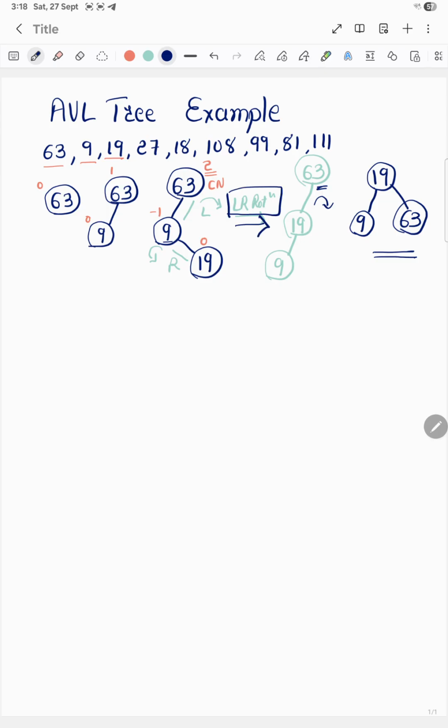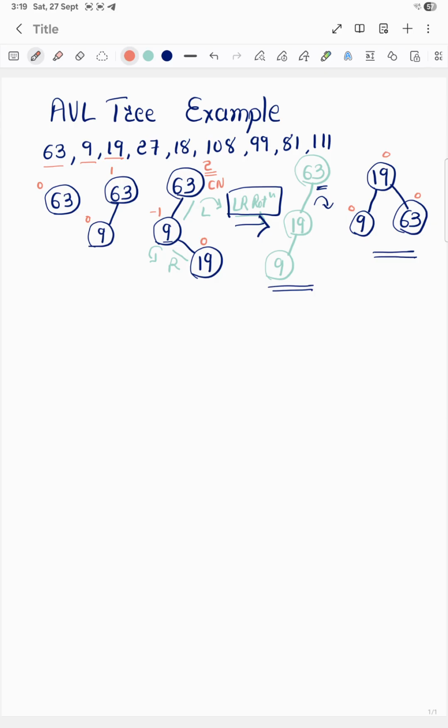This step is an intermediate step. If you want to show it in the examination, you can show it; if you want to skip it, that's also fine. After this I again check the balance factor. For 9 it's 0, for 63 it's 0, and for 19 it's 0. So now it's a balanced AVL tree.